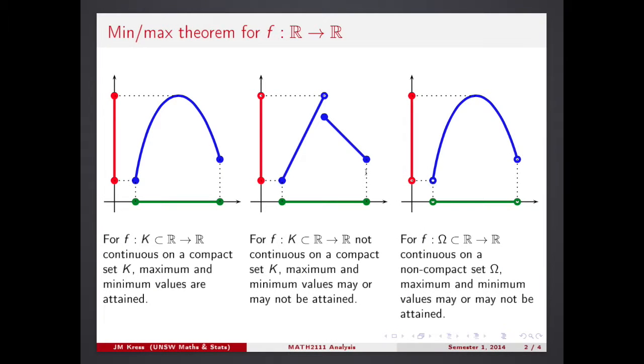Here they are. For the min-max theorem, there are three examples on a diagram. They even work in a one-dimensional setting. You see, that's a perfect example. The domain is compact, it's bounded and closed, and both the max and the min are attained by the function. Max is here, min is here.